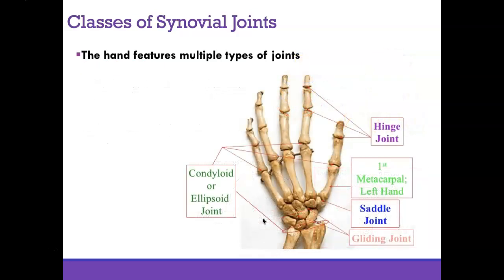So going back to the image of the hand, we can now put together: we have hinge joints, we have some saddle joint examples for the opposable thumb, we have gliding or plane joints in the wrist, and we have some condyloid or condylar or ellipsoid joints that are found in between the metacarpals and the phalanges.